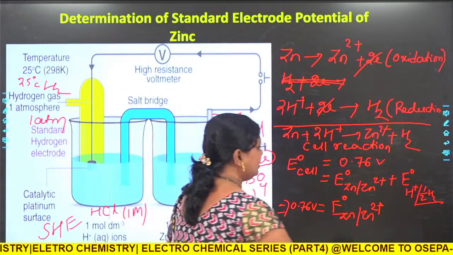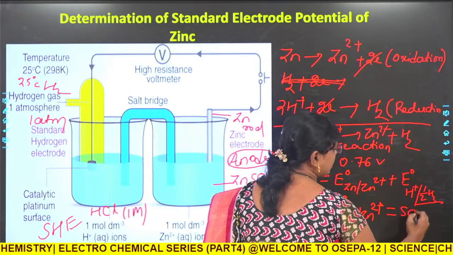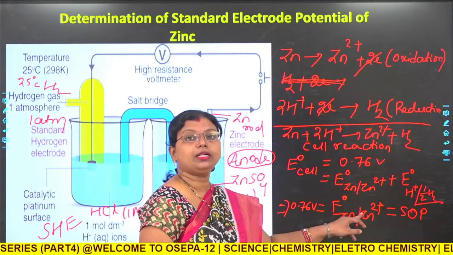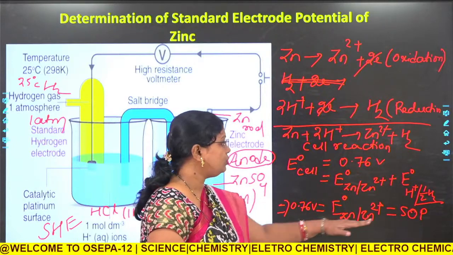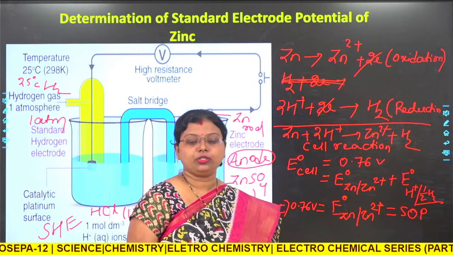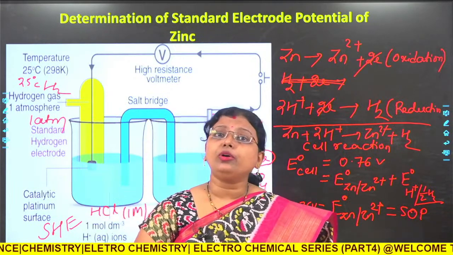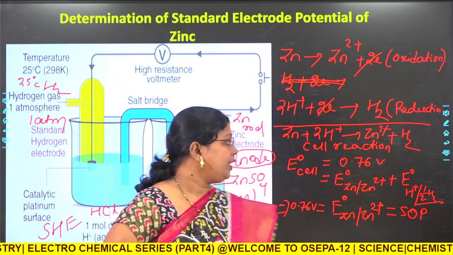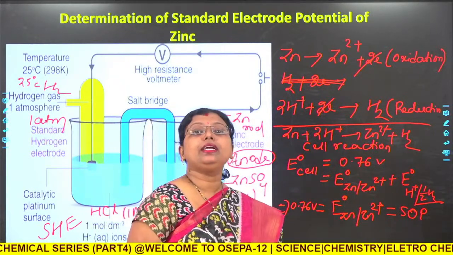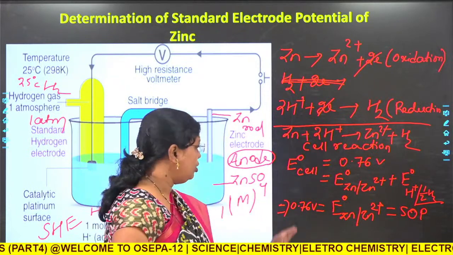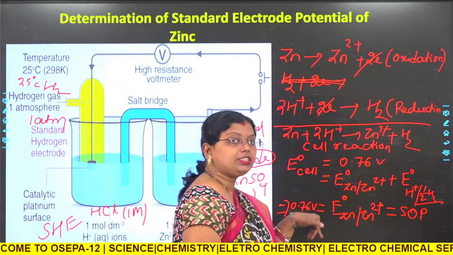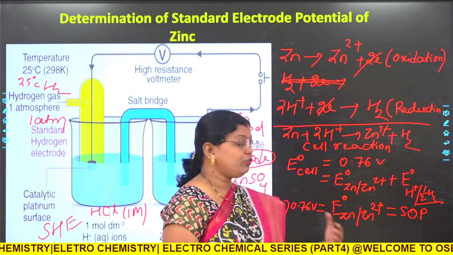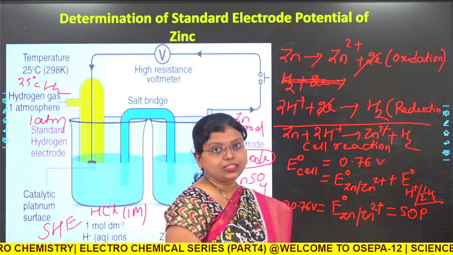So what is this? This is the standard oxidation potential. As we have represented, zinc is converted to Zn2+. So this is the standard oxidation potential. And dear students, according to IUPAC convention, the electrode potentials are represented in terms of the reduction potential. So if this is the standard oxidation potential, what will be the standard reduction potential? It will be equal in magnitude but opposite in sign.